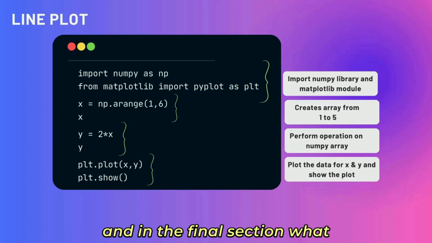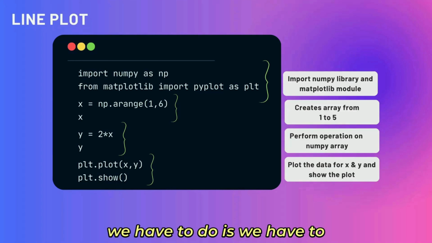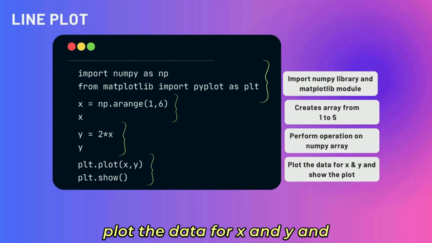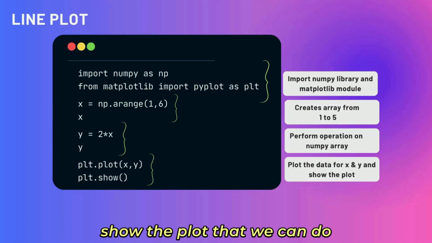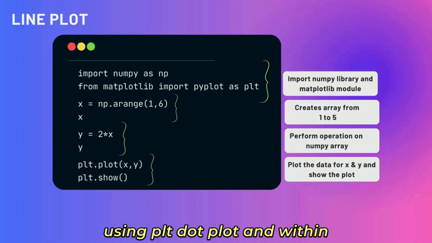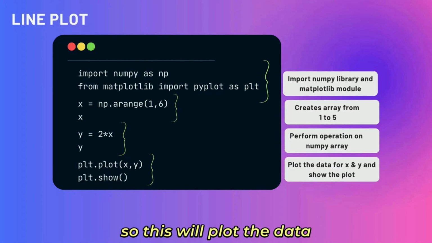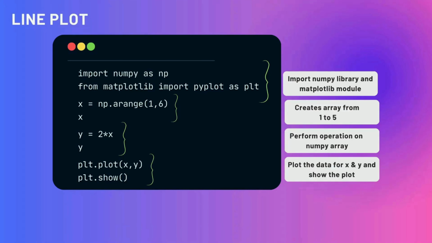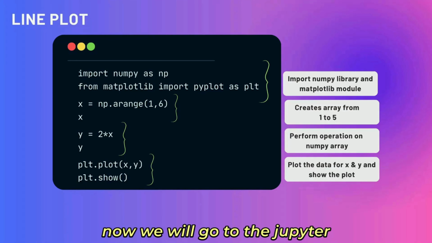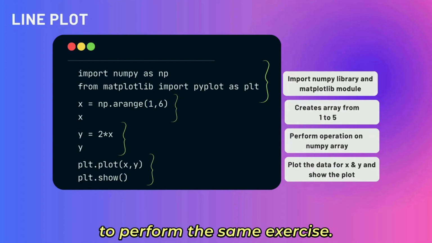And in the final section, we have to plot the data for x and y and show the plot. That we can do using plt.plot, and within parentheses, we have to write x comma y. So this will plot the data for x and y. And then if you actually have to see this data, you have to use plt.show and then provide parentheses. Now we will go to the Jupyter Notebook and try to perform the same exercise.